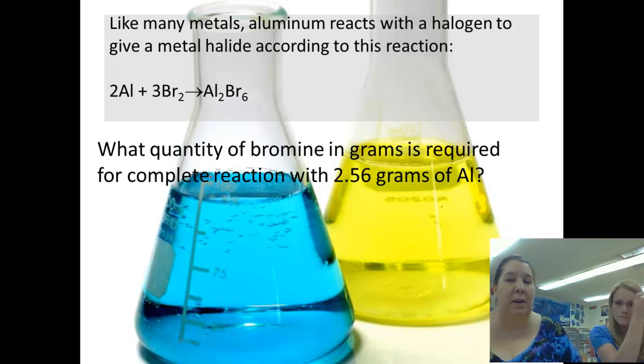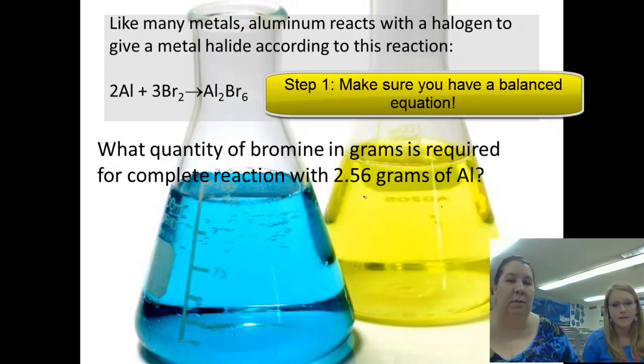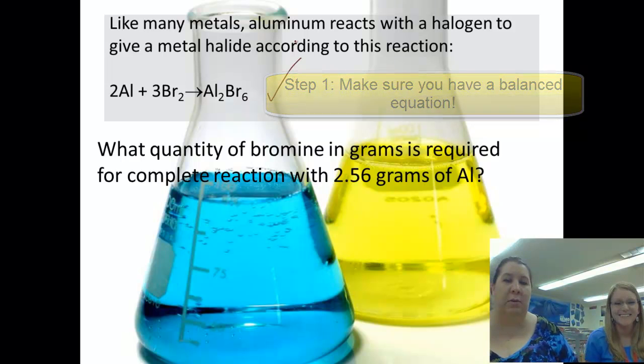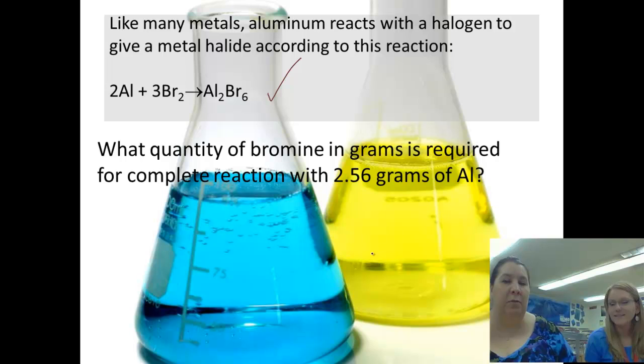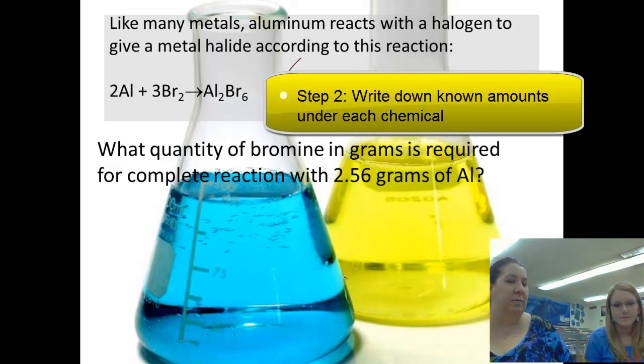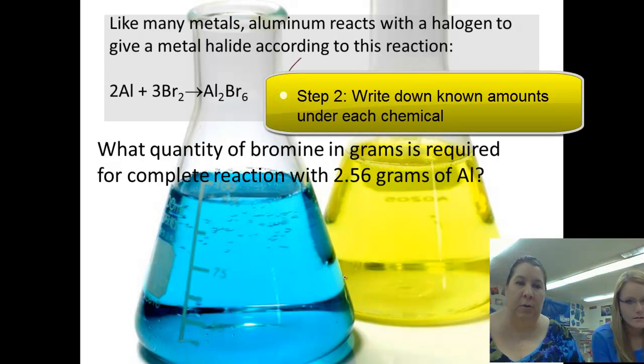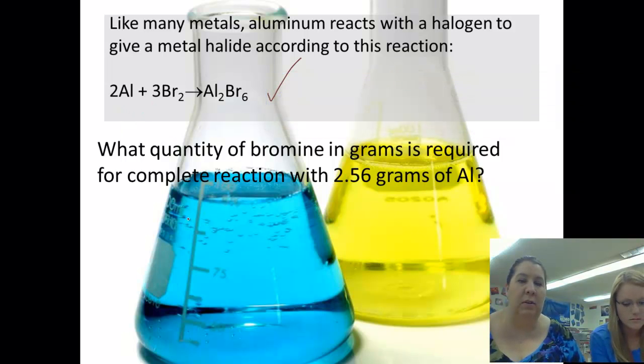Okay, so we want to know what quantity of bromine in grams do we need for this reaction to completely react with 2.56 grams of aluminum. So, first step, balanced equation. Do we have a balanced equation? Yes, we do. Check. Okay, second step is to write those amounts underneath the equation. We can write that up here, or we can rewrite the equation down here to have room.